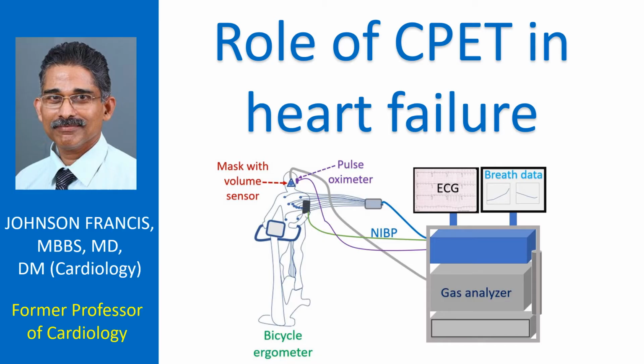Reduced exercise tolerance is an important symptom of heart failure regardless of the left ventricular ejection fraction, meaning that it is present in all forms of heart failure. Hence the role of objective assessment of functional capacity by cardiopulmonary exercise testing, CPET. Peak oxygen consumption measured by CPET is predictive of prognosis in heart failure with preserved ejection fraction, HFpEF, heart failure with mid-range ejection fraction, HFmrEF, and heart failure with reduced ejection fraction, HFrEF.